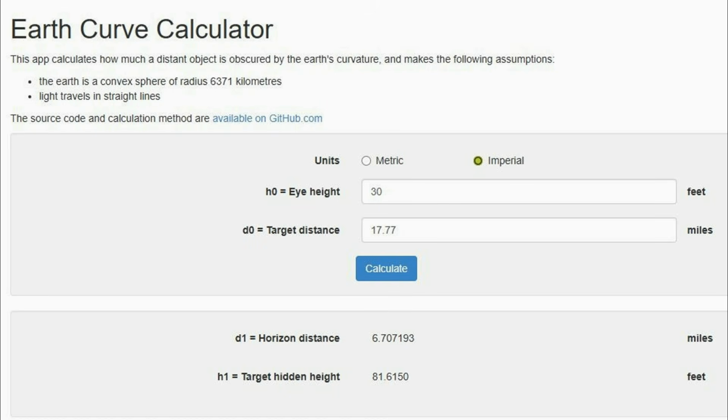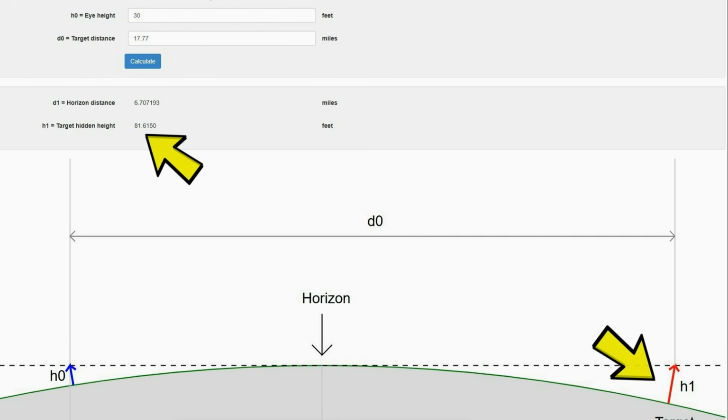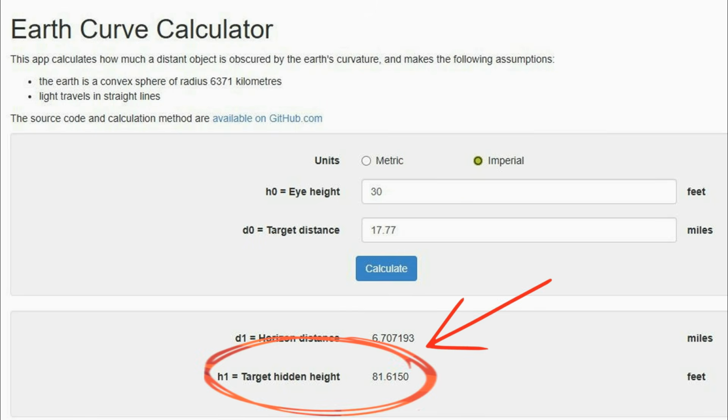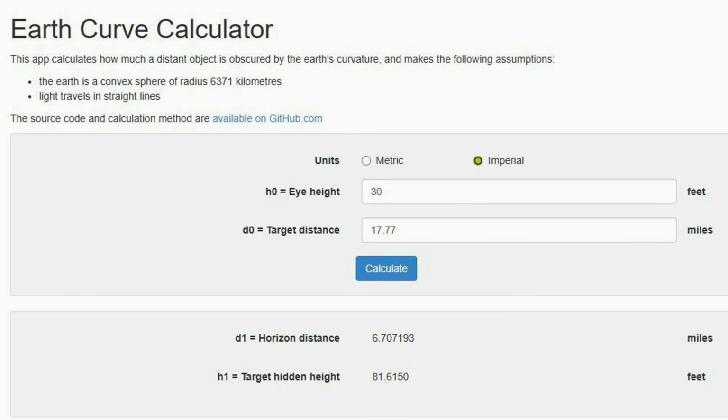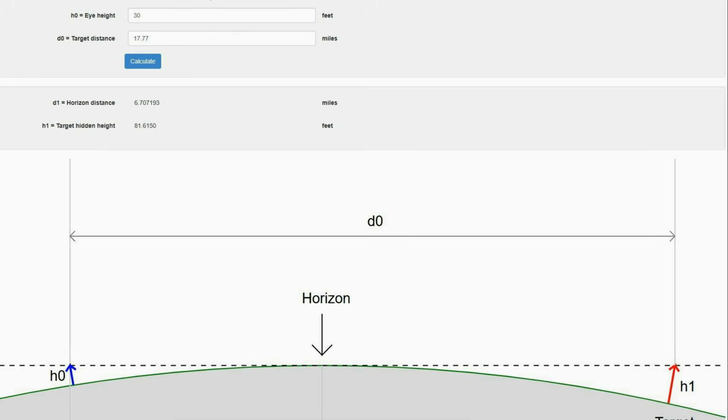For the height of the observer, or eye height, we will put 30 feet. For the target distance, we will factor in 17.77 miles. Now this will show us how much curvature there should be in H1, which is the target hidden height. As we can see, the target hidden height is 81.6 feet. We should only be able to see the top 18.4 feet of the condos. This isn't adding up.